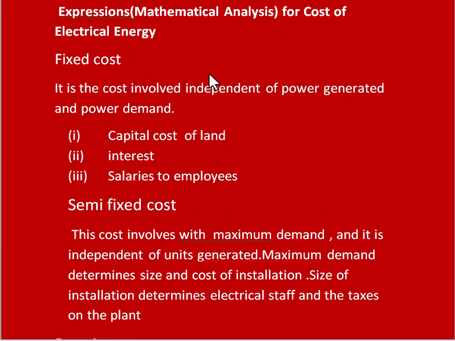These items should be known perfectly to calculate the optimal value of electrical energy per unit. Fixed cost means the cost involved independent of power generated and power demand. They are nothing but the capital cost of the land, interest and salaries to employees. These three come into the category of fixed cost.